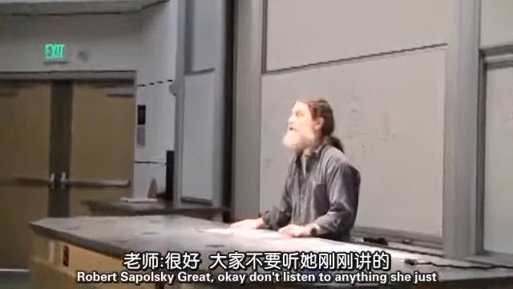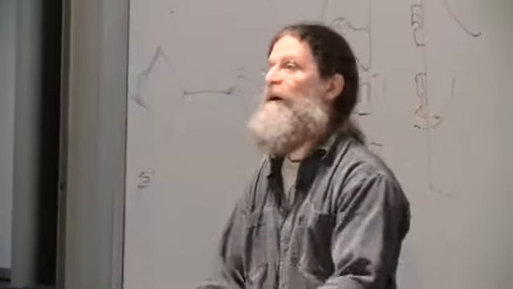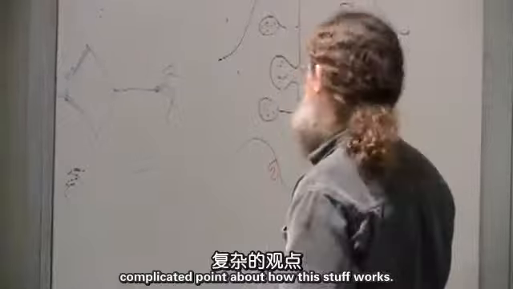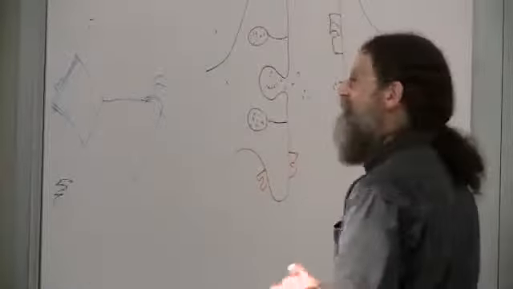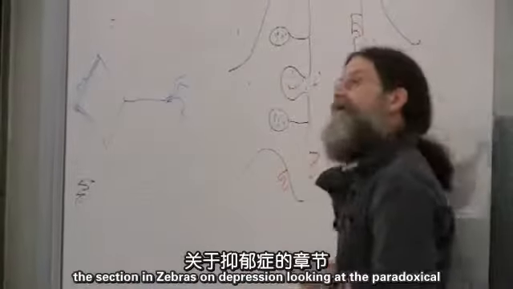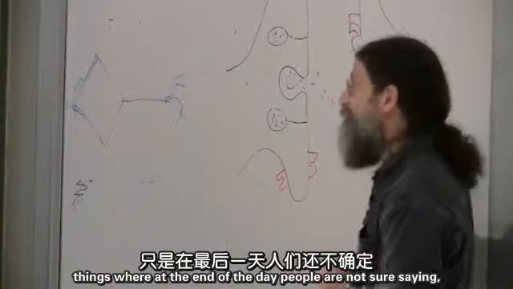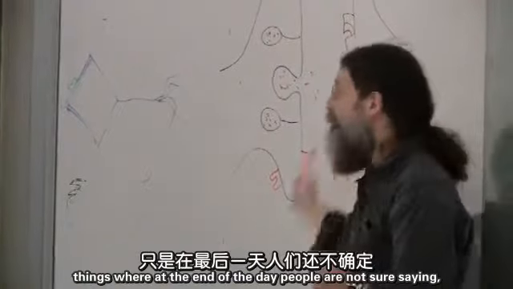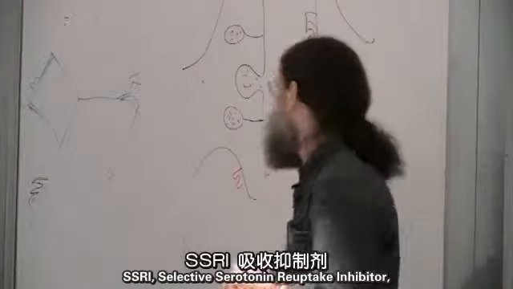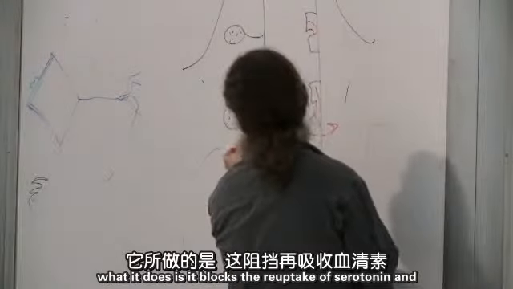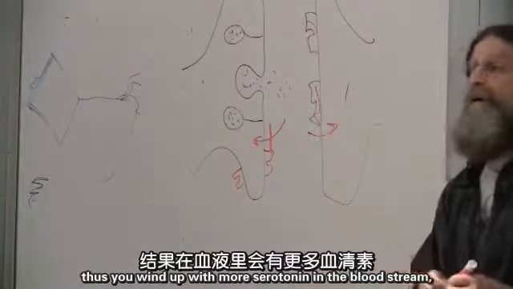Don't listen to anything she just said, because she's just gotten to an incredibly subtle, complicated point about how this stuff works. Go and read, memorize, and recite to your roommates the section in the Zebra chapter on depression, looking at the paradoxical things where, at the end of the day, people are not sure. Say an SSRI, a selective serotonin reuptake inhibitor: what it does is block the reuptake of serotonin, and thus you wind up with more serotonin in the bloodstream.